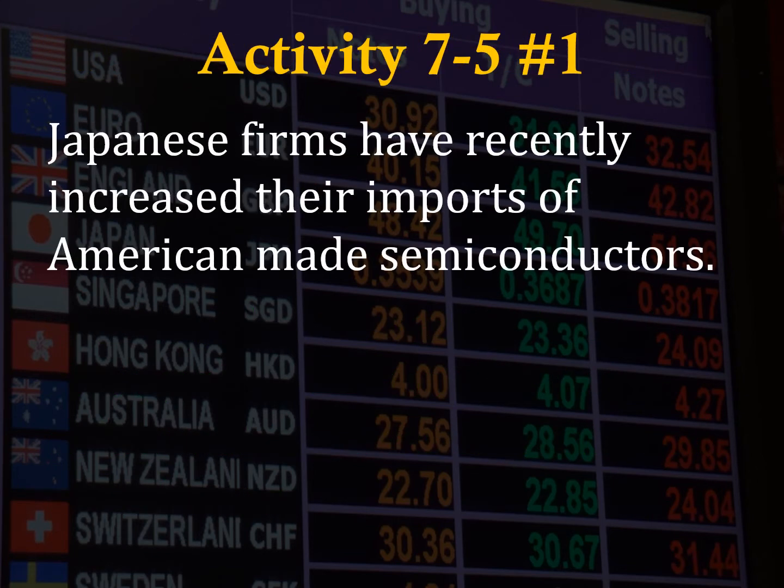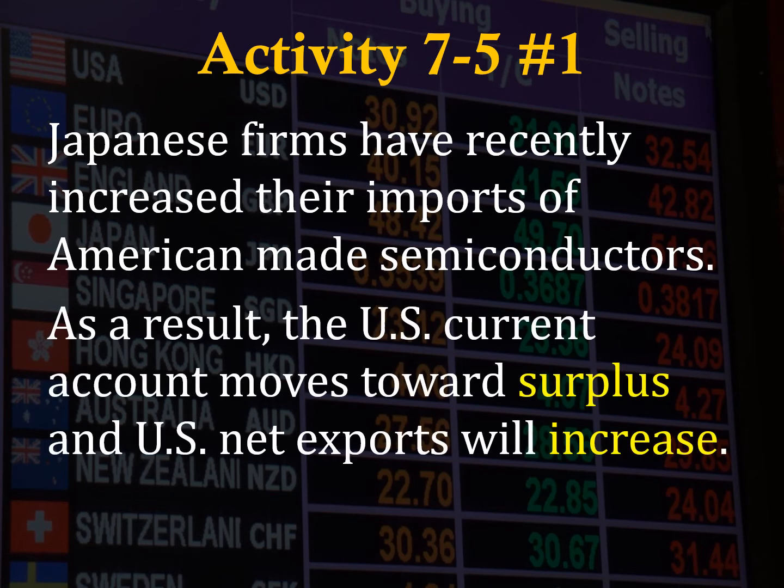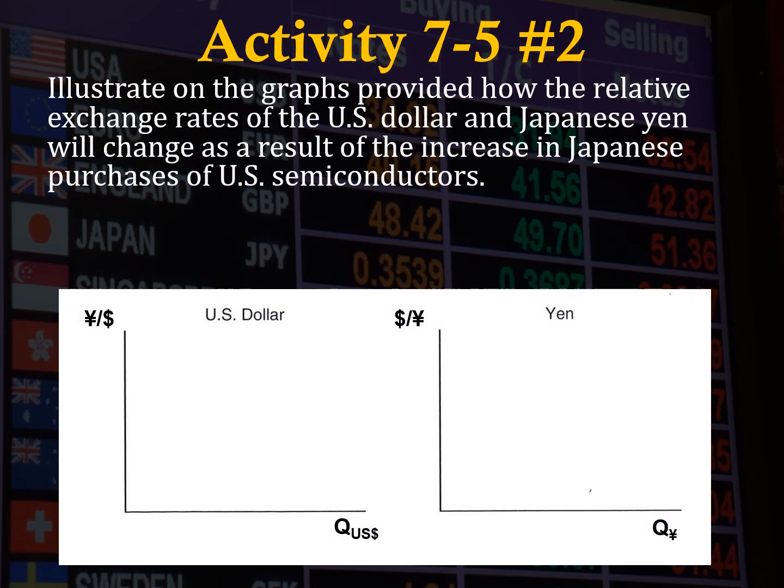All right, number 1, Japanese firms have recently increased their imports of American-made semiconductors. As a result, the U.S. current account moves towards surplus and U.S. net exports will increase. So they have imported more American-made stuff. For the U.S. side, that's a net export. Exports go up. Current account moves towards surplus. That increases net exports.